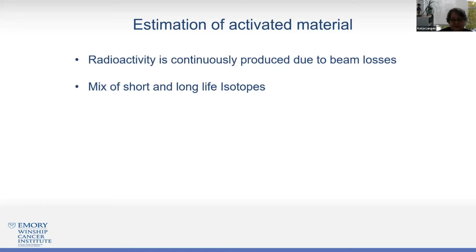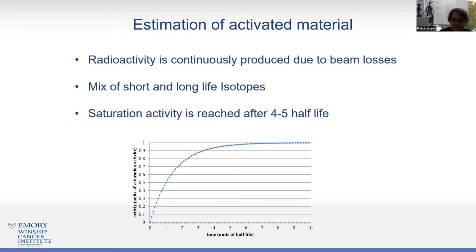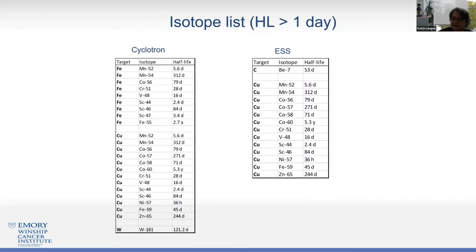You're going to produce a mix of short and long life isotopes. Each of these isotopes on its own builds up to what we call the saturation activity. Saturation activity is reached after about 4 to 5 half-lives. So in absolute terms of time, of course, this depends. A long life isotope will take longer to build up than a short one. But typically it takes about 4 to 5 half-lives.